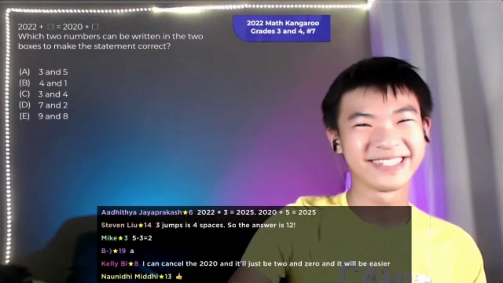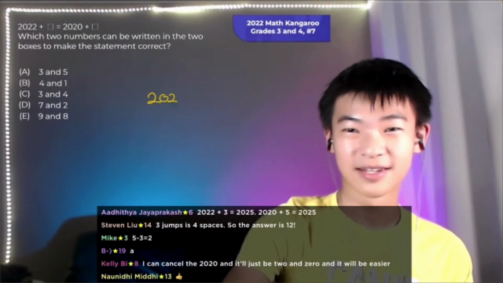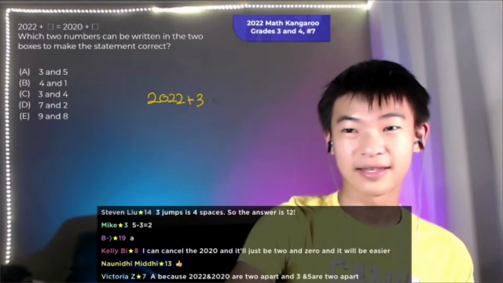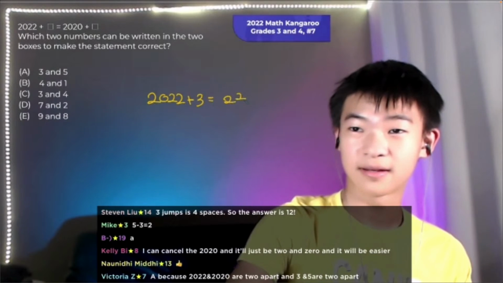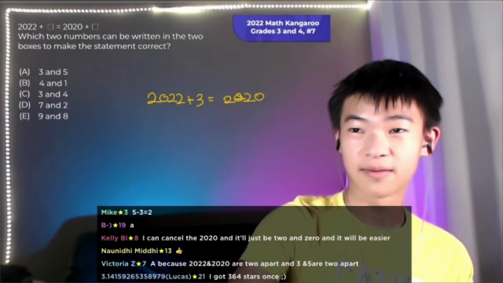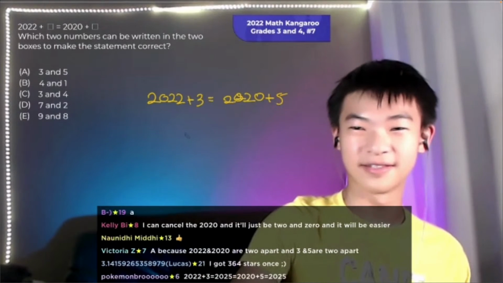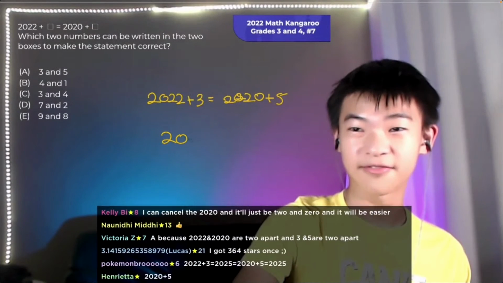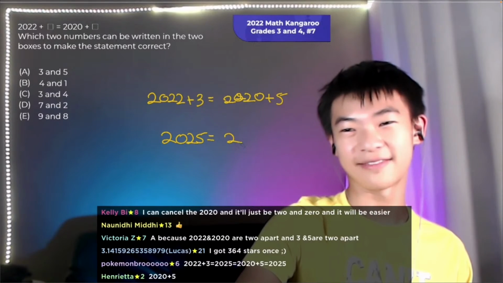And if we test 2022 plus 3 equal to 2020 plus 5, they're all equal to 2025. 2025 is equal to 2025.